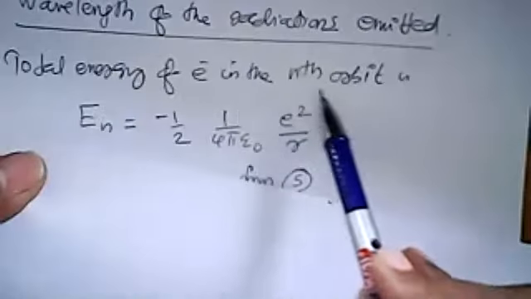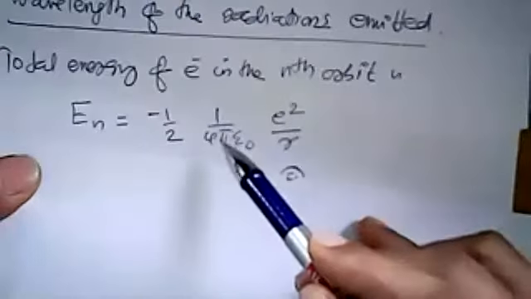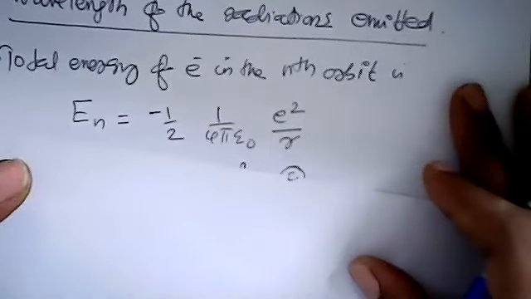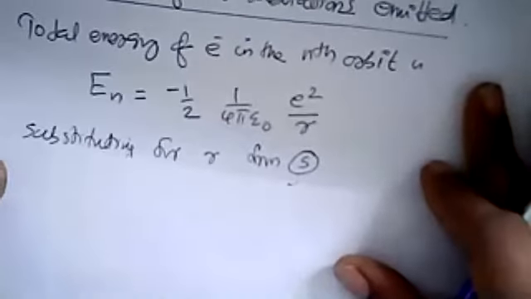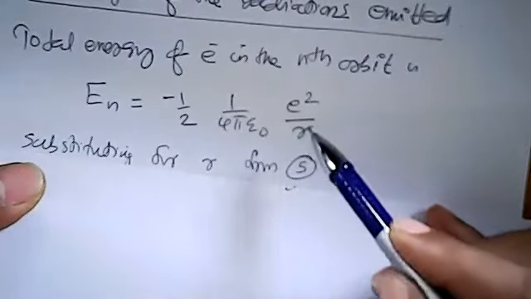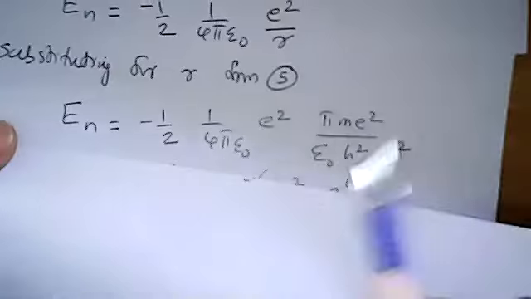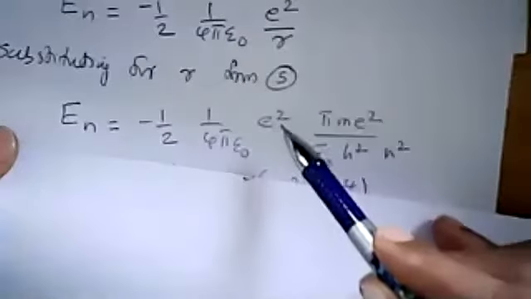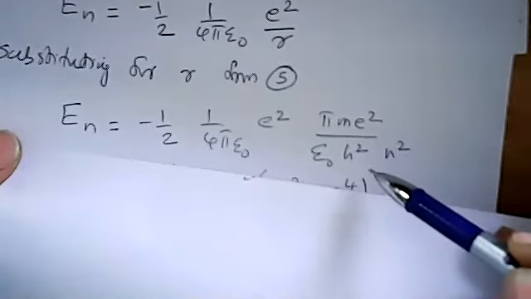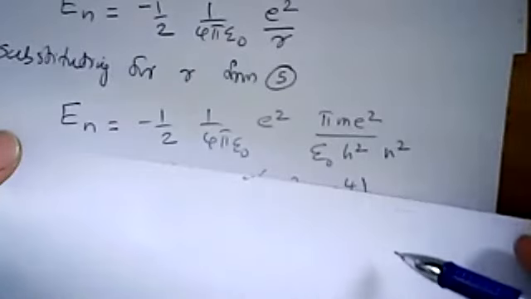The total energy of the electron in the nth orbit is En equal to minus half 1 by 4 pi epsilon 0 e square by r. This we did earlier. So take that equation. Now we have our expression for r, so substitute for r in this expression. Then we get minus half 1 by 4 pi epsilon 0 e square, times the expression for 1 by r, pi m e square by epsilon 0 h square n square.